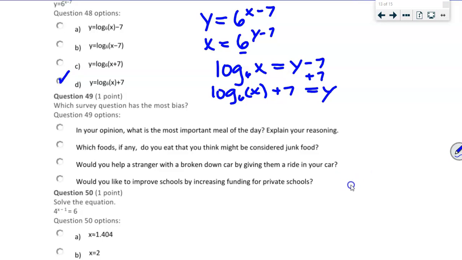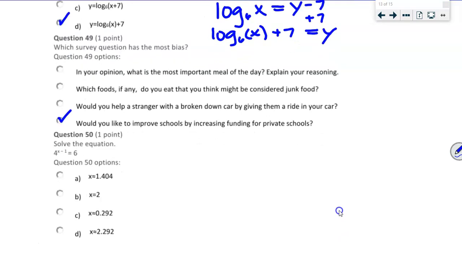And if they didn't, then you wouldn't. Okay. So I would say this one's biased because of the private school segment of the population.